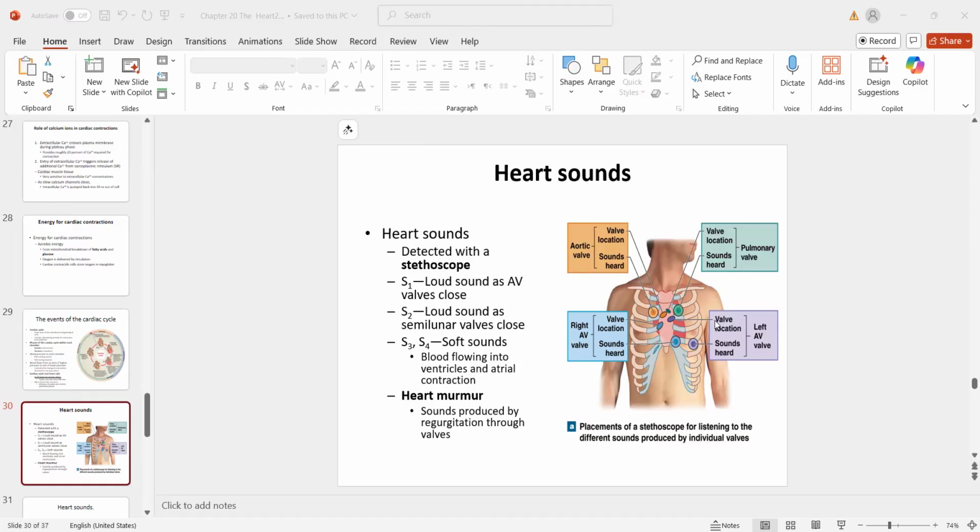The surges, swirls, and eddies of turbulent blood flow that accompany regurgitation create a rushing, gurgling sound known as a heart murmur.